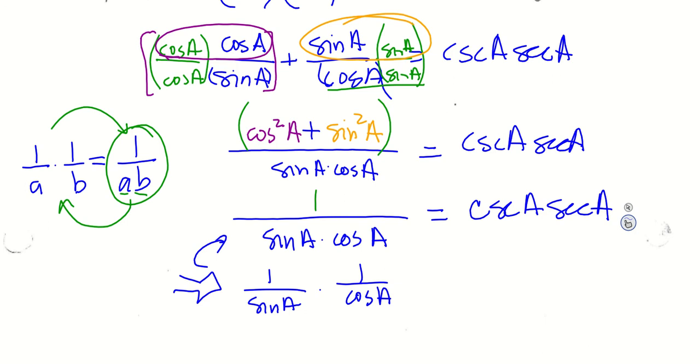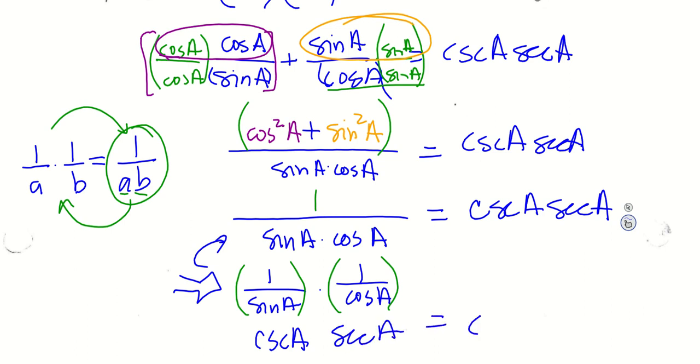Yes. Now, those are each reciprocal identities. 1 over the sine of A is the same thing as the cosecant of A, and 1 over cosine of A is the same thing as the secant of A. My left side now looks exactly like my right side, and I have proven that identity.